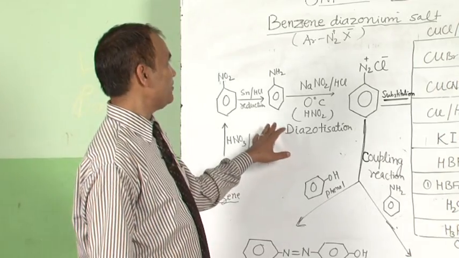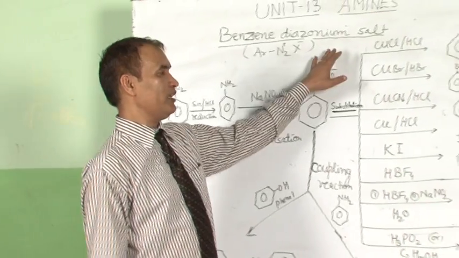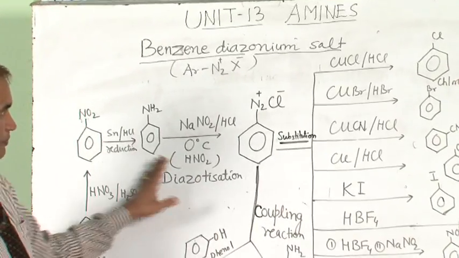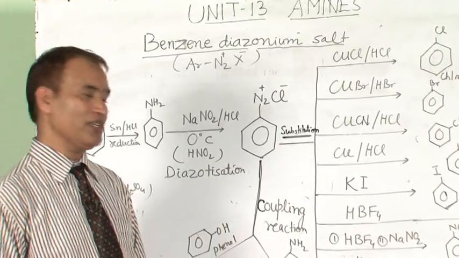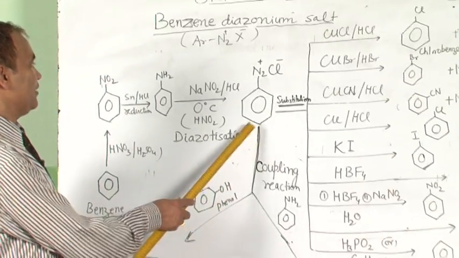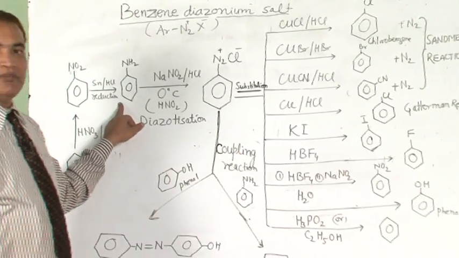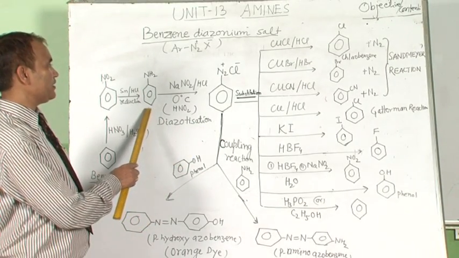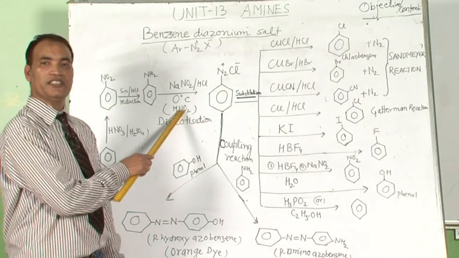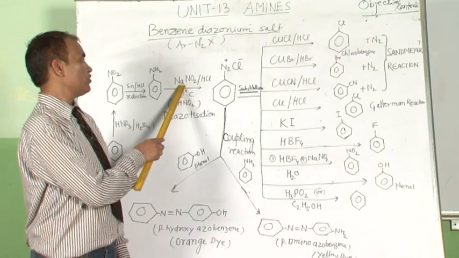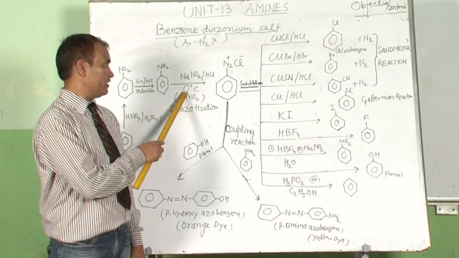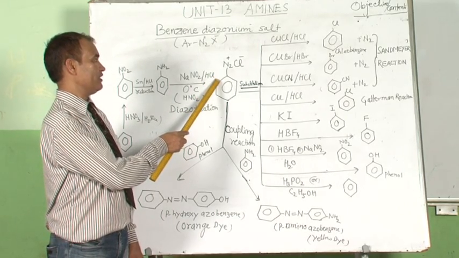The last portion of this chapter is benzene diazonium salt. Here I have written the reactions regarding the preparation and properties of benzene diazonium salt. First, preparation. Benzene diazonium salt is prepared by diazotization reaction. When aniline is treated with nitrous acid, formed in situ by treating sodium nitrite and hydrochloric acid at low temperature, 0 degrees Celsius, we get benzene diazonium chloride.